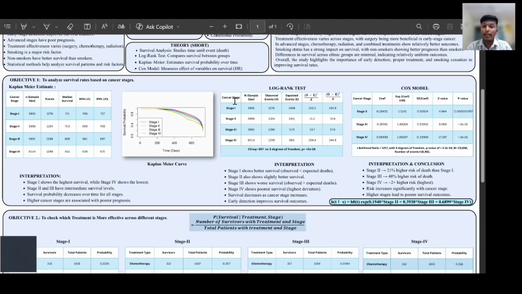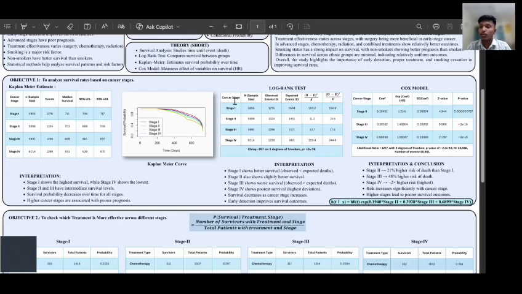Secondly, we use the log rank test to compare the groups of cancer stages. Firstly, for stage 1 the observed events are less than expected events, so stage 1 shows better survival. For stage 2, observed events are less than expected events, so stage 2 also shows slightly better survival. Stage 3 has observed events greater than expected events, so stage 3 shows worse survival, and stage 4 has observed events greater than expected events, so stage 4 shows the poorest survival. So survival decreases as cancer stage increases. Early detection improves survival outcomes.